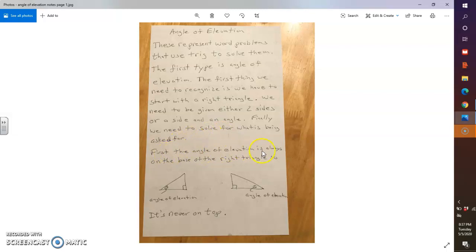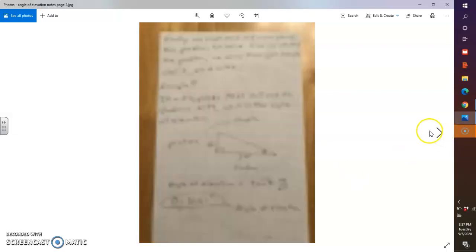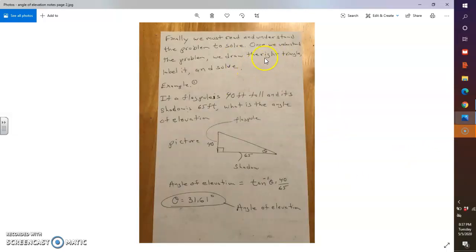First, the angle of elevation is always on the base of the right triangle. So the angle of elevation is always here or here. It's never up top. So think of it as we're on the ground looking straight across, and then what's our angle looking upward? Once again, it's never on top. Give it a second for this to clear up. Very good. And then finally, we must read and understand the problem to solve it.